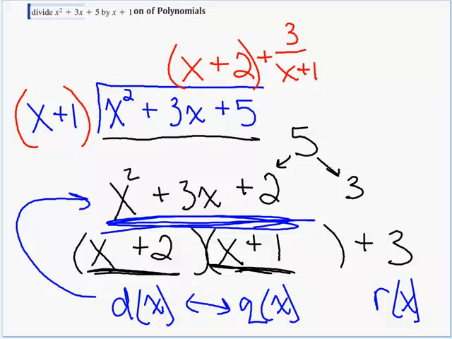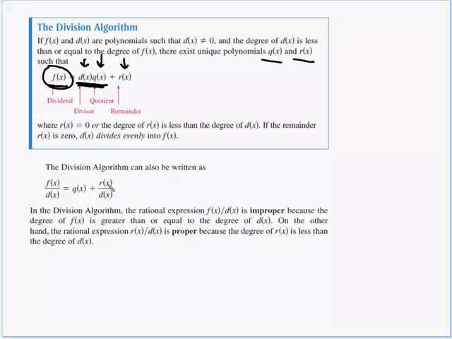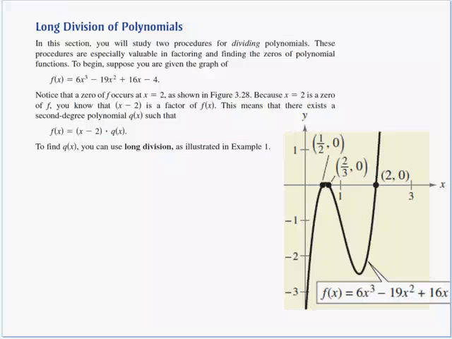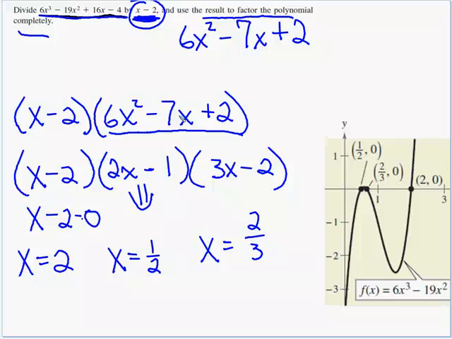Again, that's a lot of notation there. Where r of x is equal to 0, or the degree of r of x is less than the degree of d of x, the divisor. If the remainder is 0, d of x divides evenly into f of x. Like this original one here, when we divided in, there was no remainder. There was no remainder in any of this. It divided out real nice.